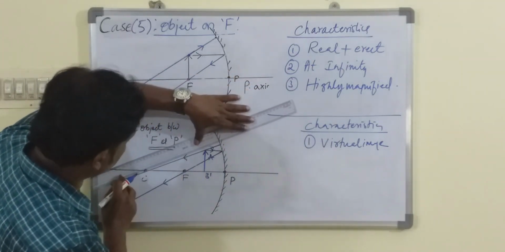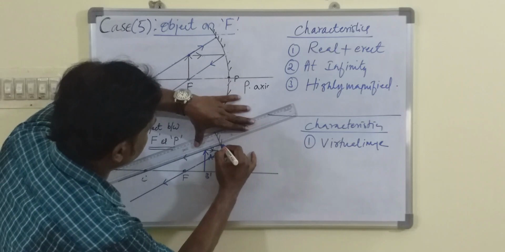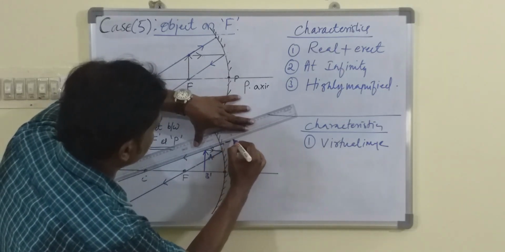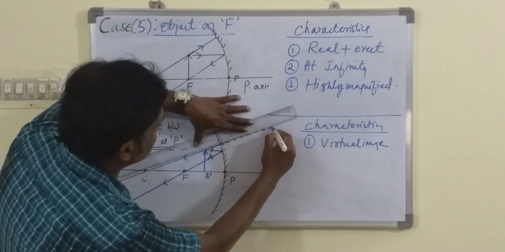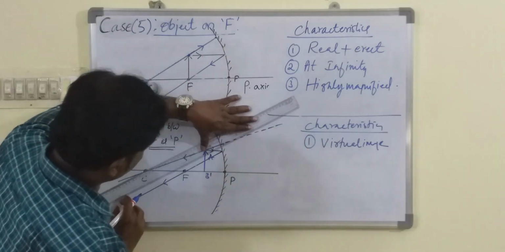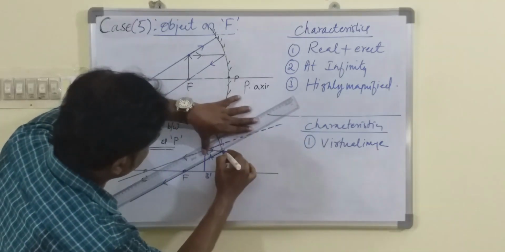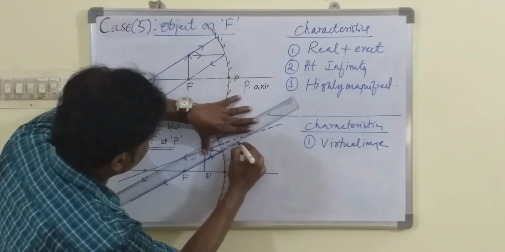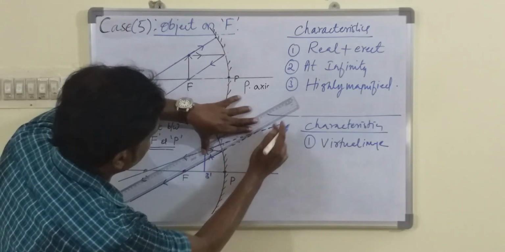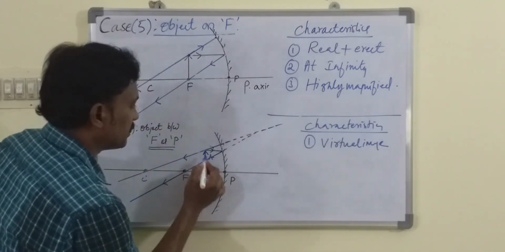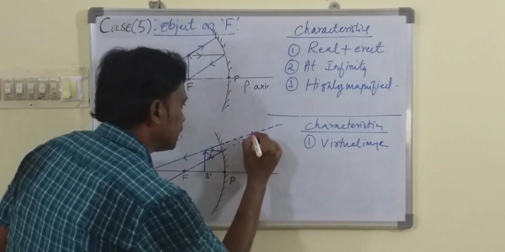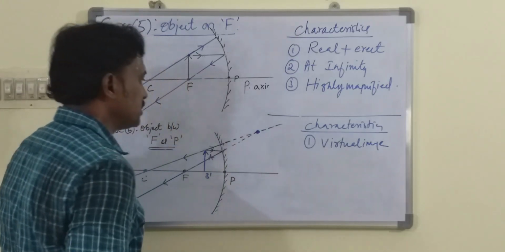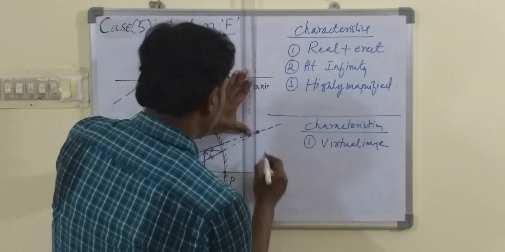So let me extend the reflected light rays like this. The extended ones I am going to show with dotted lines, like this, and the second one. We have seen that the two light rays, if you extend them on the other side of the mirror, are meeting at one point. So this is the position where you are getting the image.